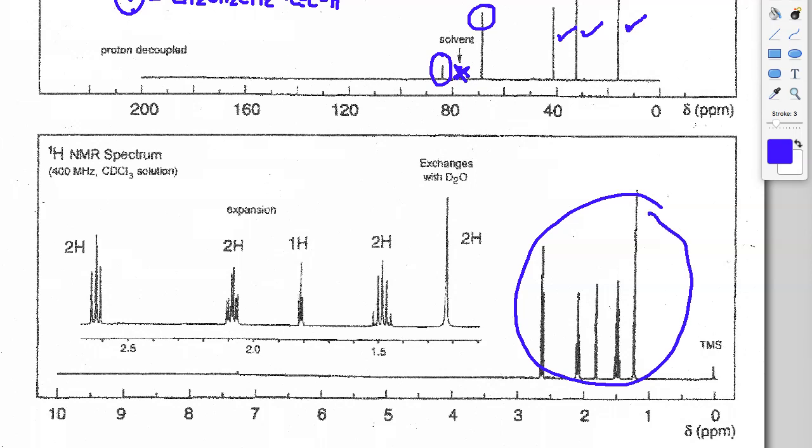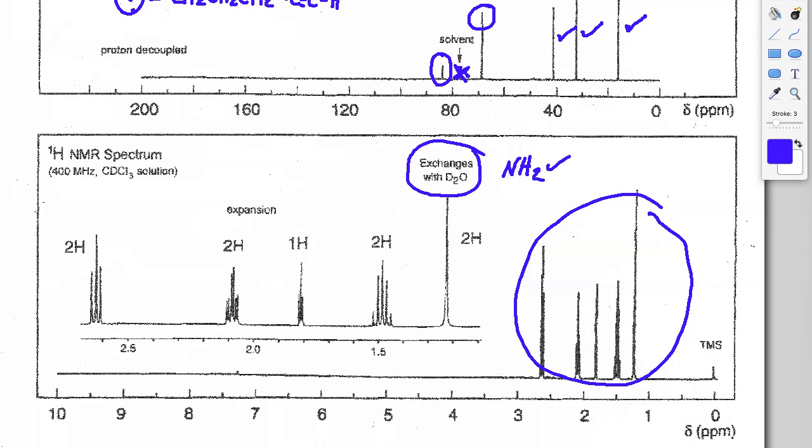So the first thing we have for the proton is right around, I'm going to say the 1.2 ppm area. We have a peak that is a singlet and it integrates to 2 hydrogens. If you take a note here, it says exchanges with D2O. That means that these are hydrogens involved in hydrogen bonding that readily exchange with water. So that would most likely make the case for an NH2 group.